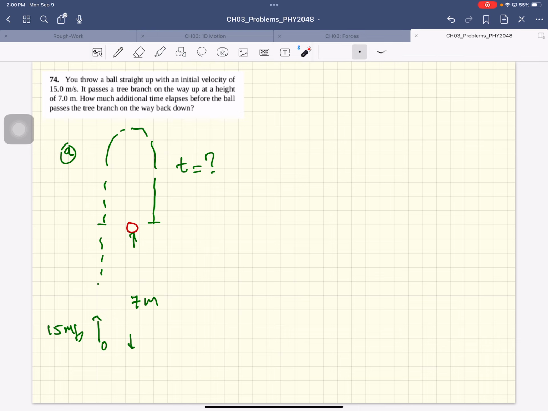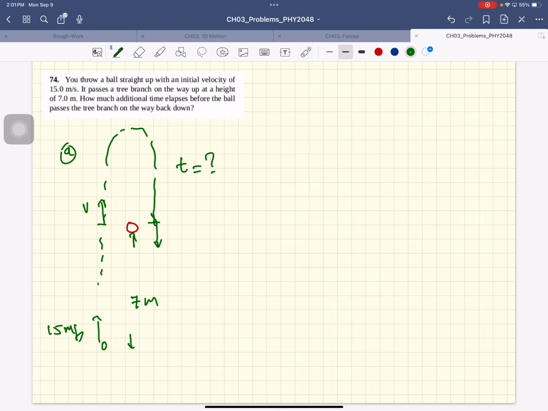Now, we haven't proved this, but if something is traveling under the influence of gravity alone, if it's going at 15 meters per second, when it comes back to the same spot, it's going at minus 15 meters per second. So what we'll do is calculate the velocity there, and then at this point it'll have the same velocity, same magnitude, and the velocity will be in the opposite direction. And then we'll use that to calculate this time.